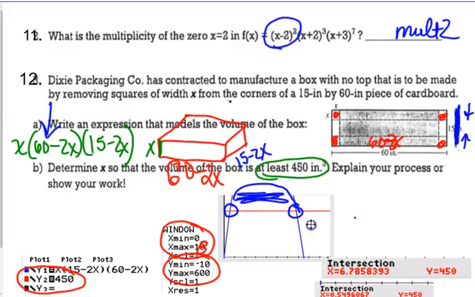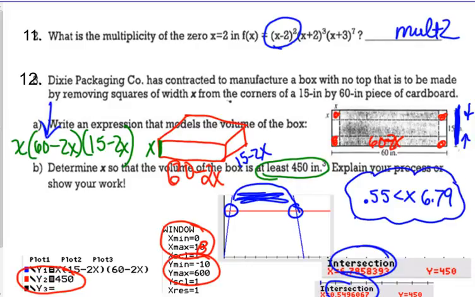So I found those two intersection points, and I got these two crazy decimals. So you would say between 0.55 and 6.79. So you could have a really shallow box or a really deep narrow box, and you'd get the proper volume. The work is just to use your calculator. Now, there isn't going to be work besides writing the expression. All right, on a test, we'll practice more later.